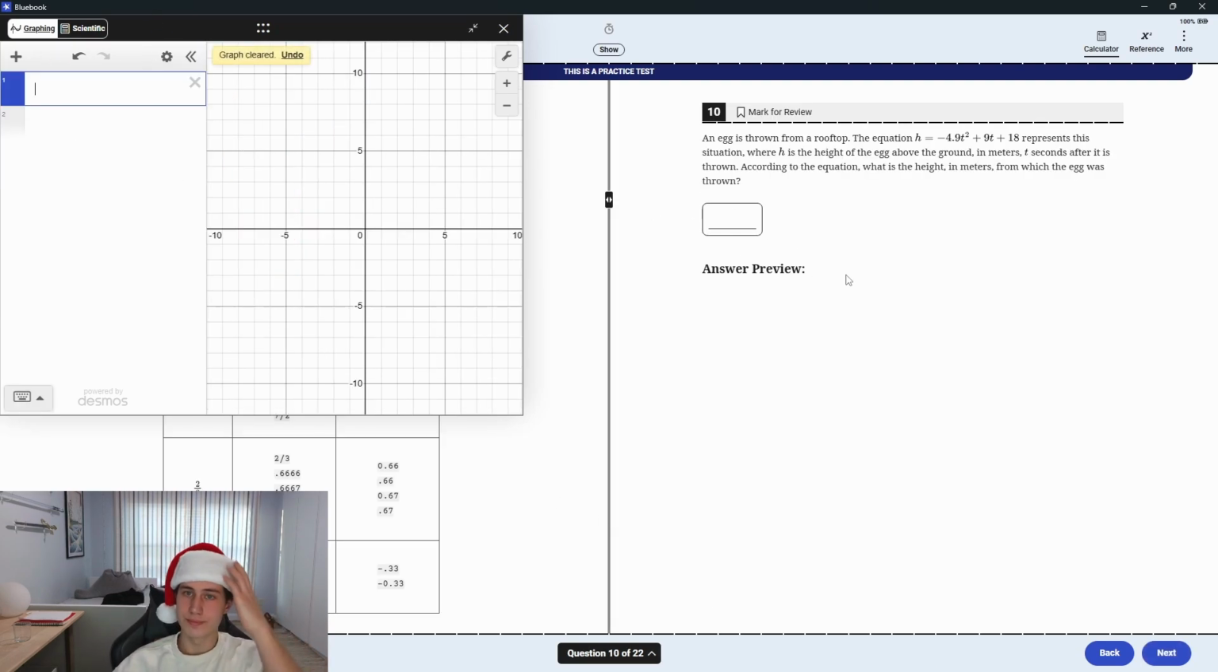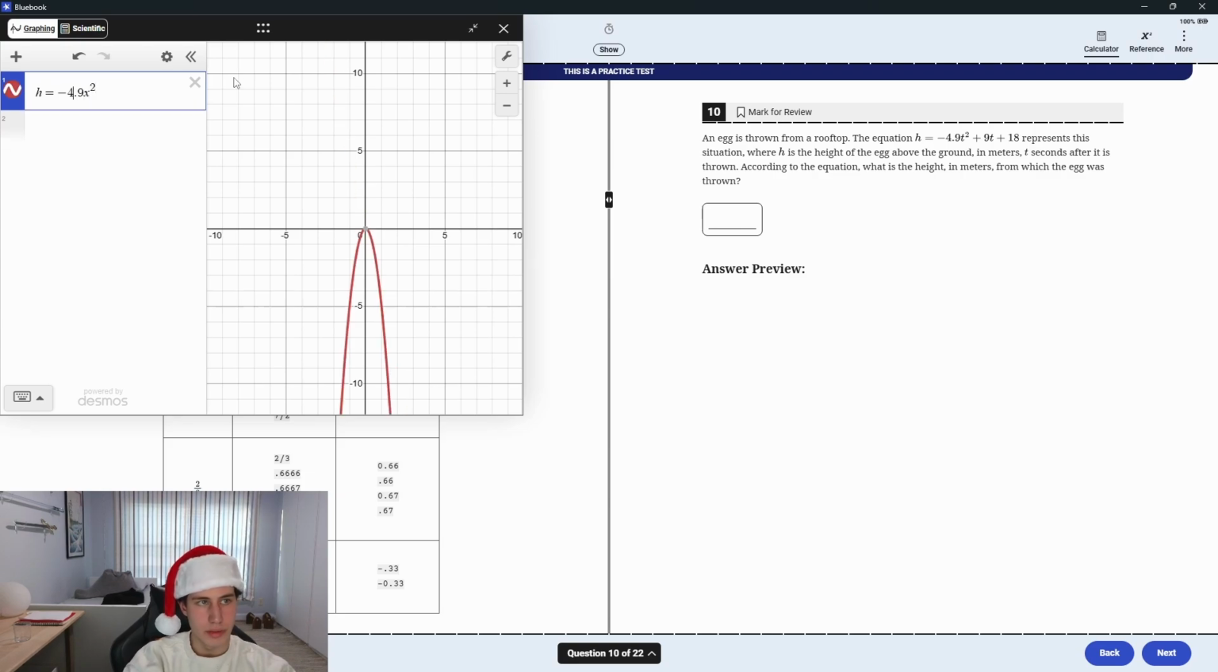Perfect. An egg is thrown from a rooftop. The equation represents the situation where h is the height of the egg above the ground after it was thrown. What is the height from which it was thrown? Okay, so in this case, this is the height formula, like when you drop something, how quickly it falls. So in this case, the answer is 18, because that is the y-intercept.